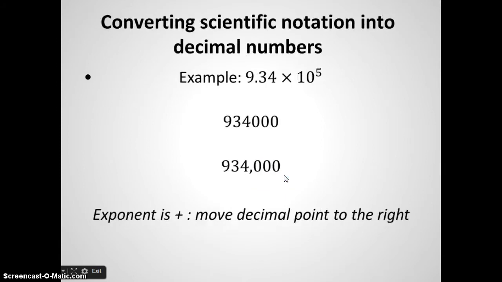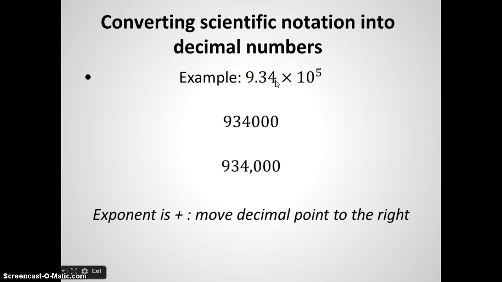So let's try another example. Here we have 9.34 times 10 to the 5th. It's already in scientific notation. What if I want to go the other direction? What if I don't want it in scientific notation? Times 10 to the 5th tells me that it should have been a pretty big number. So I'm going to move my decimal to the right, and I need to move it the exponent number of times, so 5 times.